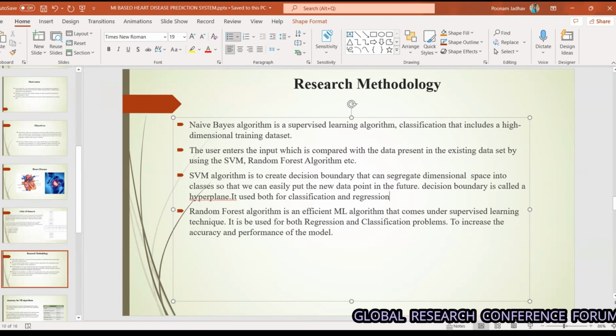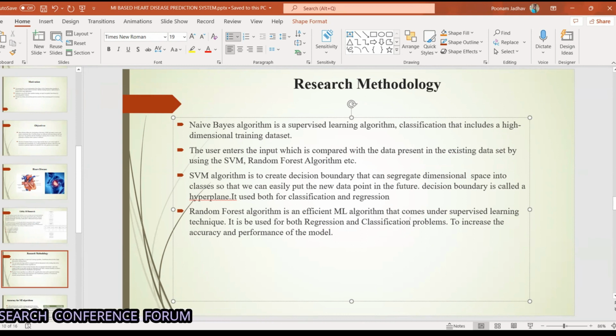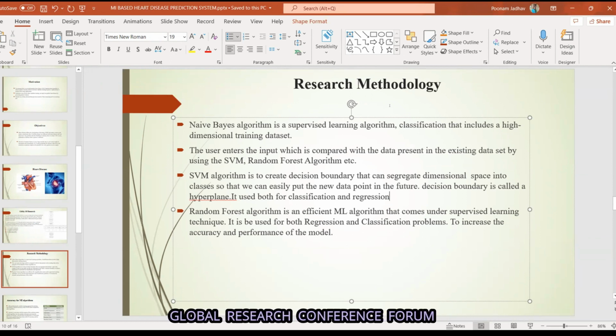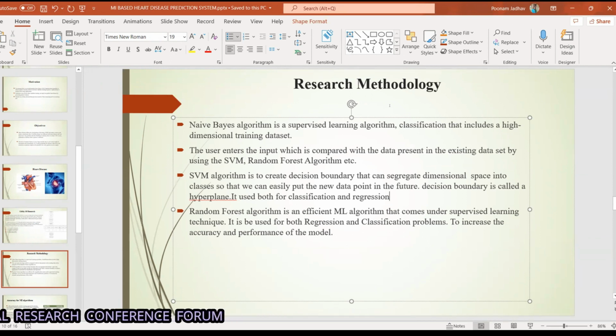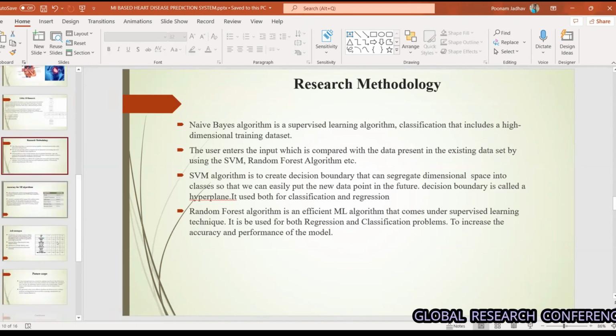Then the random forest algorithm is a machine learning algorithm. It comes under supervised learning, and it is also used for regression and classification problems. The main point is that it gives the highest accuracy in heart disease prediction with the help of the parameters.